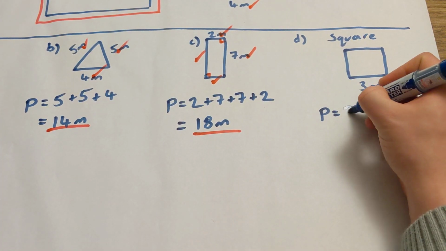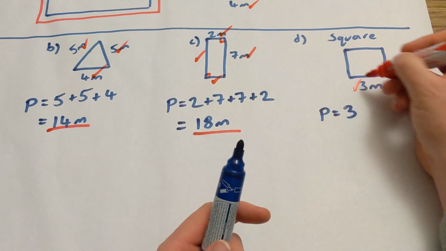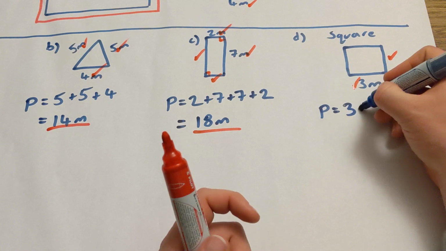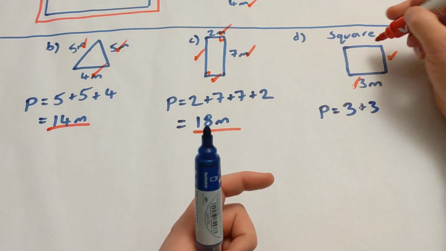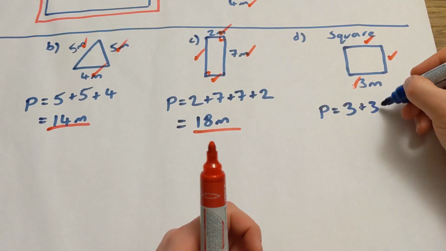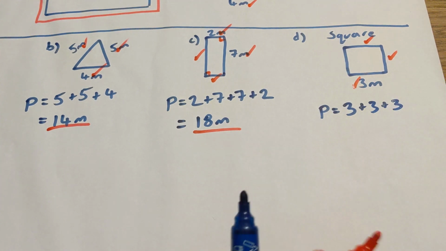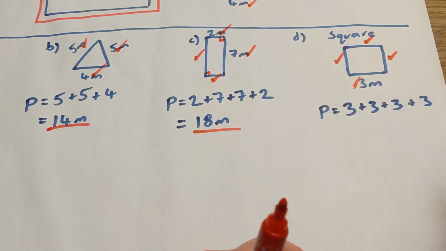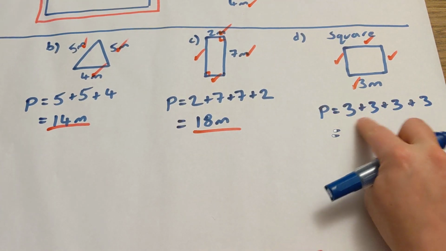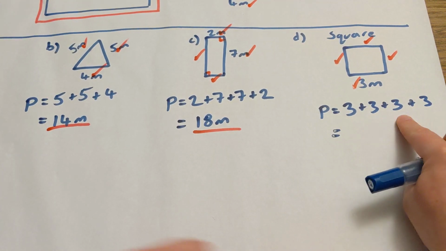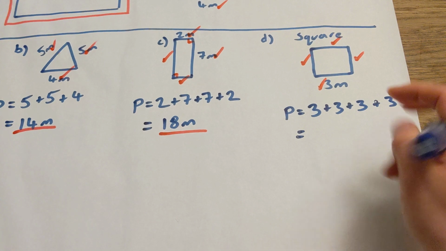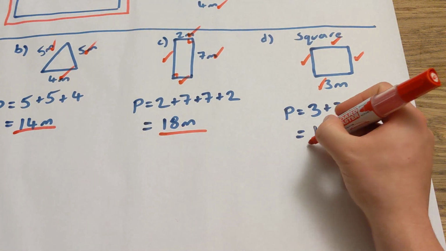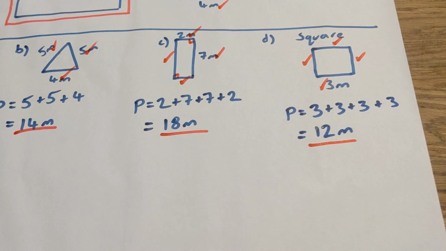So let's deal with this one first. I've got 3. And then if I want this side, well, that's going to be plus another 3. And then this side is going to be plus another 3. And then finally, this side is going to be plus another 3. So that means my perimeter then is 3 plus 3, which is 6, plus 3, which is 9, plus 3, which is 12 meters. Okay? And that's how we work out perimeter.